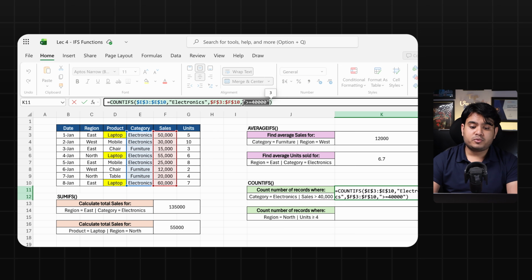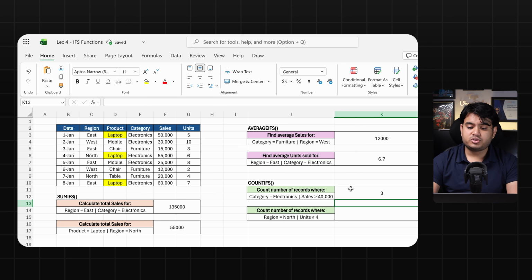Whenever you're putting anything in numbers, you need to put it into double inverted commas for this function. For other functions, if you are writing numbers there is no need for double inverted commas, but in this function you need to. I'm clicking enter and it is showing 3. There are a total of 3 values where your sales is more than 40,000 rupees and the category is electronics, and the answer 3 is correct.